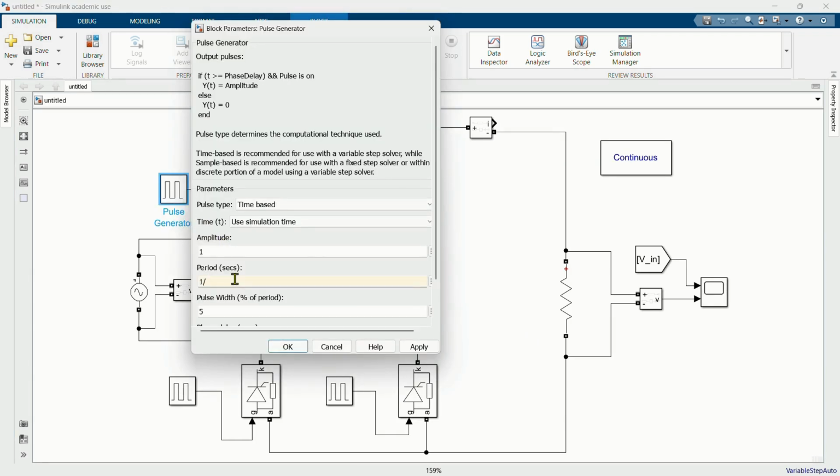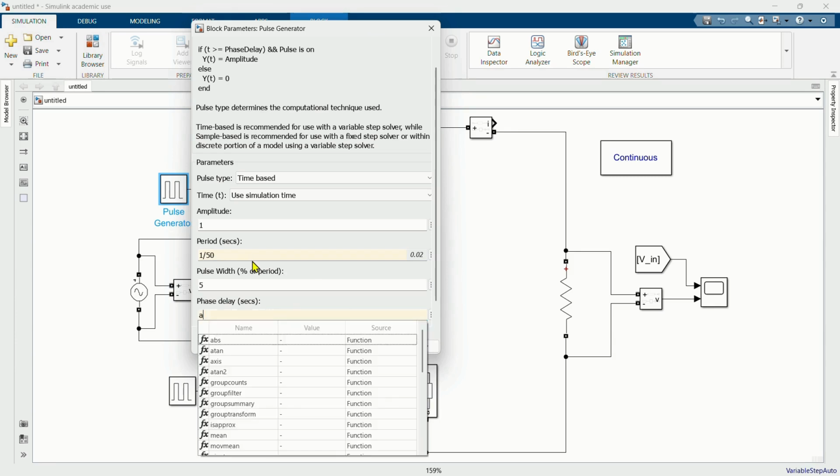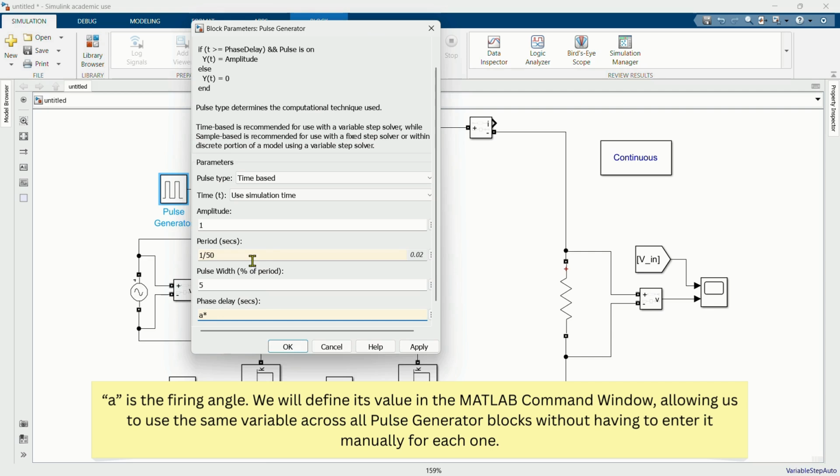Now, configure the pulse generator block. Since the AC supply frequency is 50 Hz, the period of the waveform will be 0.02 second, which means one cycle of 50 Hz completes in 0.02 second.